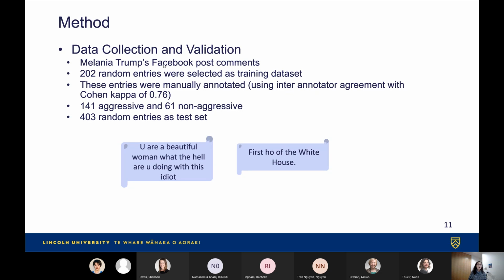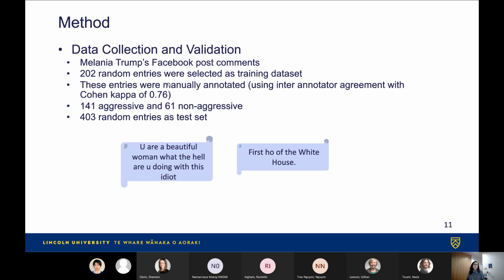Okay. So for our data collection, we used Melania Trump's Facebook post comments. I'm not sure whether it's still available, so feel free to go to Melania Trump's Facebook post and see what's being posted. I've just extracted 2 of these, and I'm not going to even read them. You can read them yourself, but that's the kind of post that you get on her Facebook page. Because this is a master project, we didn't want to mine so many data sets. So we had 200 random entries to train the model.